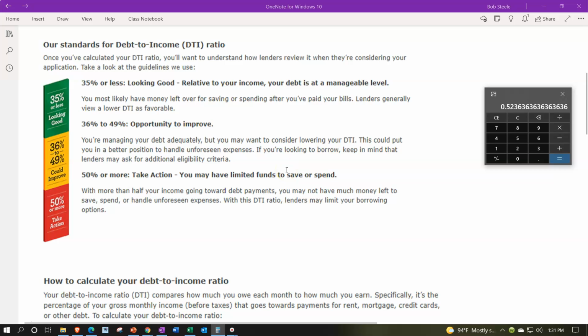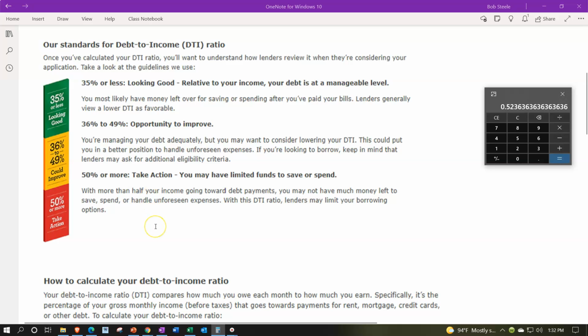36 to 49%. Opportunity to improve, so we're in the yellow zone. You're managing your debt adequately, but you may want to consider lowering your DTI. This could put you in a better position to handle unforeseen expenses. If you're looking to borrow, keep in mind that lenders may ask for additional eligibility criteria. So they might want a cosigner or collateral or something.